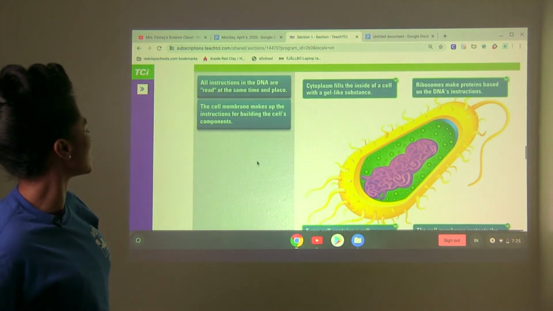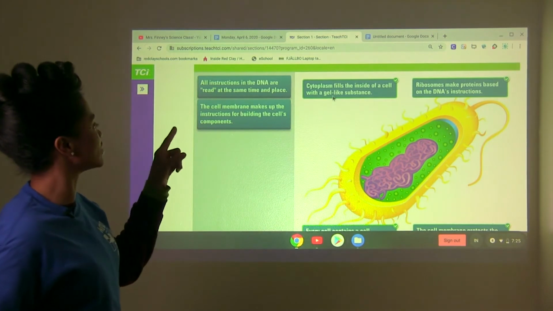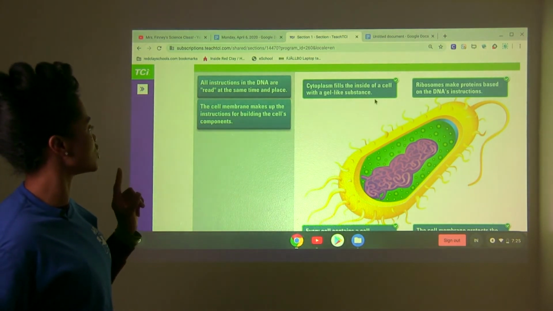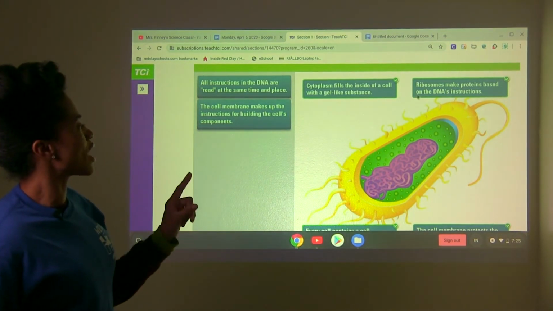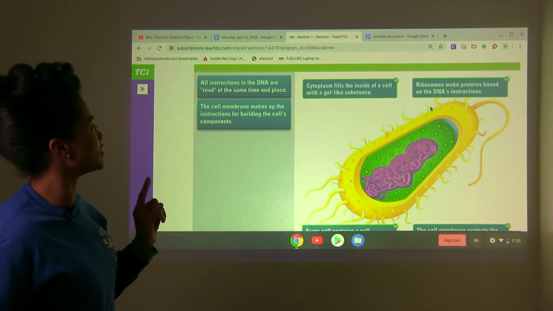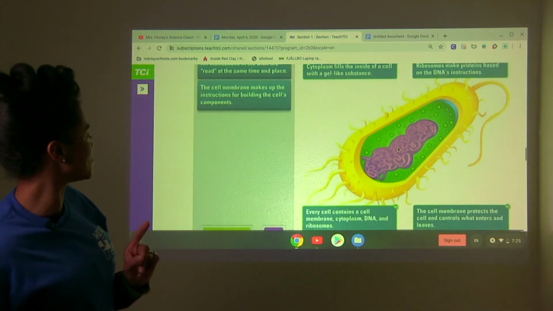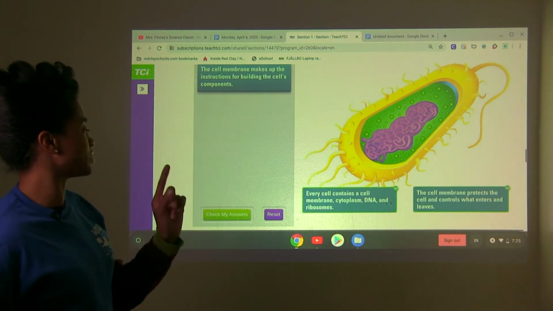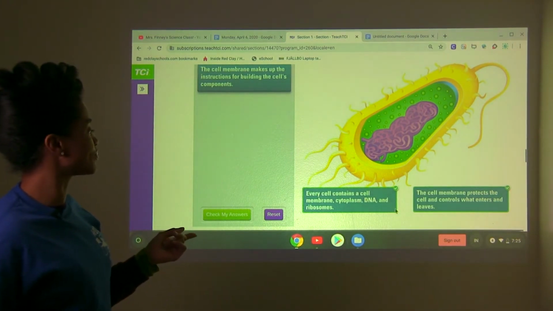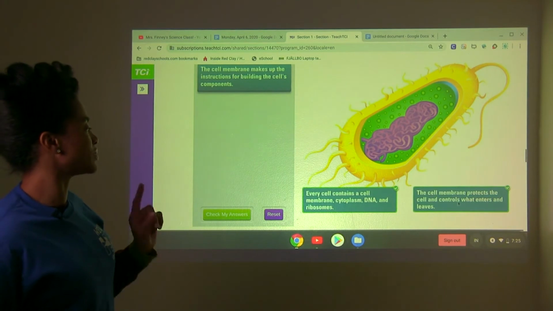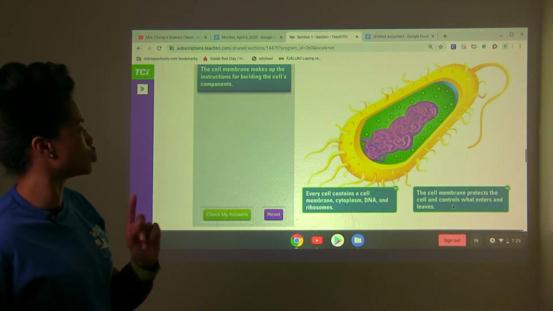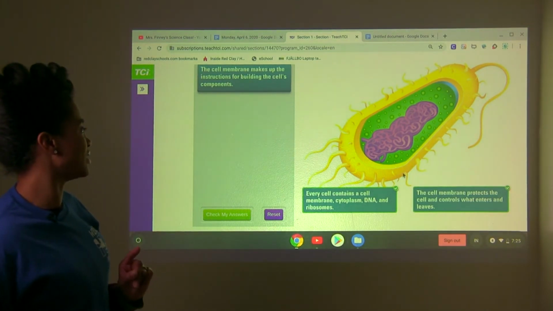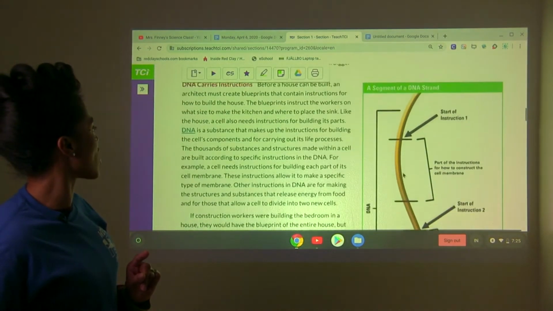So the facts that we took along with this: cytoplasm fills the inside of a cell with a gel-like substance. Ribosomes make proteins based on the DNA's instructions. Every cell contains a cell membrane, cytoplasm, DNA, and ribosomes. The cell membrane protects the cell and controls what enters and leaves. All right, let's go back to our image.